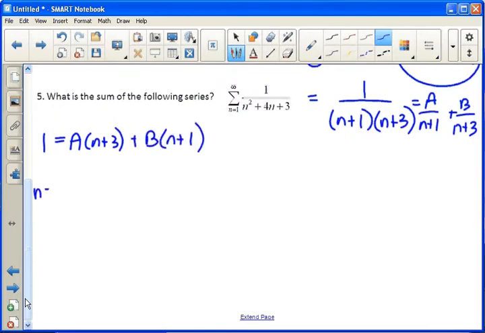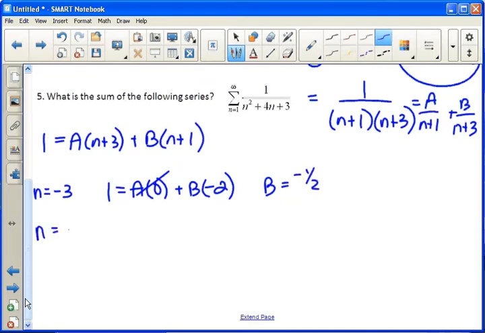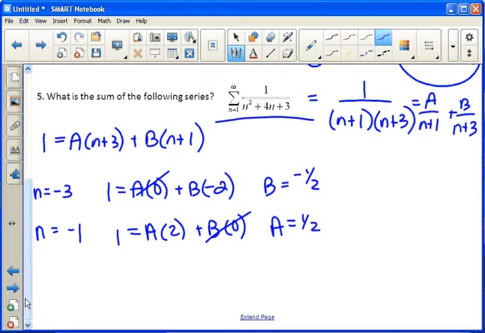One of the convenient values you can plug in is -3, so you get 1 equals a times 0 plus b times -2. So that cancels out. Divide both sides by -2, you get b equals -1/2. The other convenient value would be -1, so 1 equals a times 2 plus b times 0. So that cancels out. Divide both sides by 2, you get a equals 1/2. So this series that we started with can be rewritten as 1/2 over n plus 1 minus 1/2 over n plus 3.